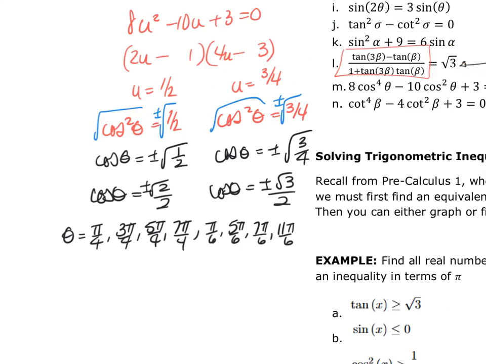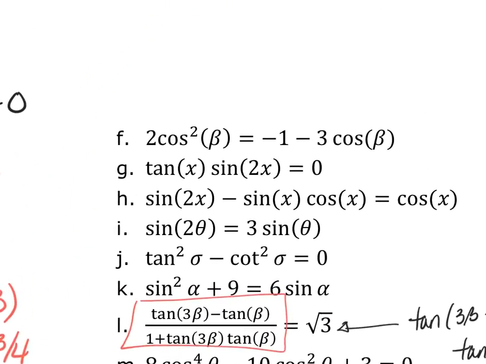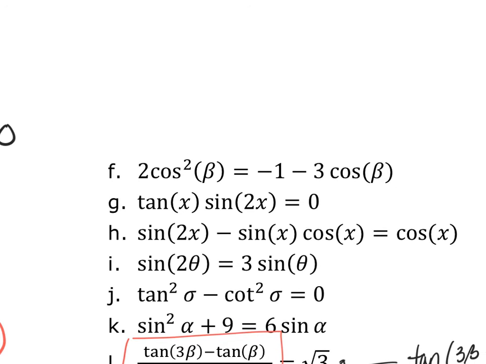Okay, I'm not done yet. I do need to show you how to do another one. Now, I'm going to look at G. G has both tangent and sine, and their angles are not the same. The same thing with H.